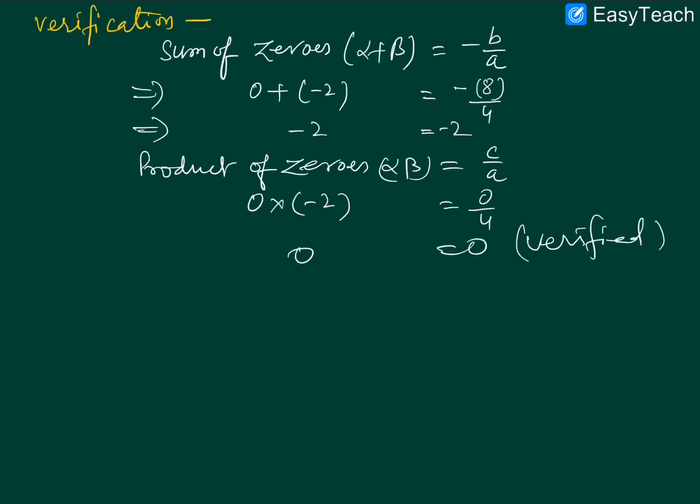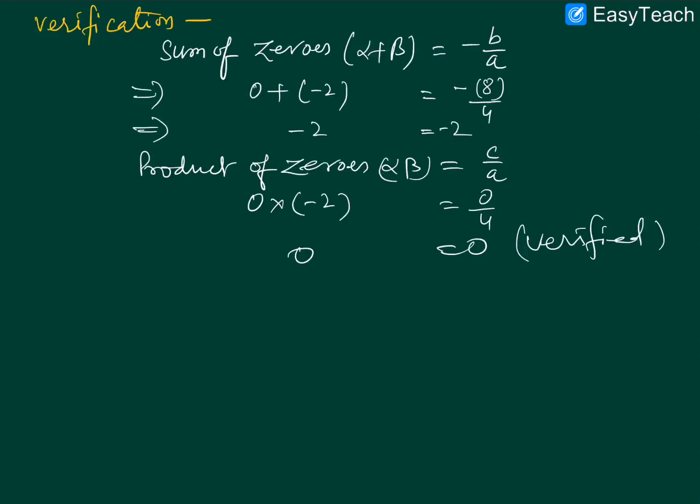अब आते हैं इनकी वेरिफिकेशन पार्ट पर. Here sum of zeros, that is alpha plus beta, is given by minus b by a. Alpha is 0 and beta is minus 2. Therefore, their sum is minus 2. Here b is 8 and a is 4. So, minus b by a means minus 8 by 4, which gives minus 2. Thus, this relationship is verified. Similarly, product of zeros, alpha into beta, is given by c by a. 0 into minus 2 is 0 and c by a is also 0. So, this relationship is also verified.